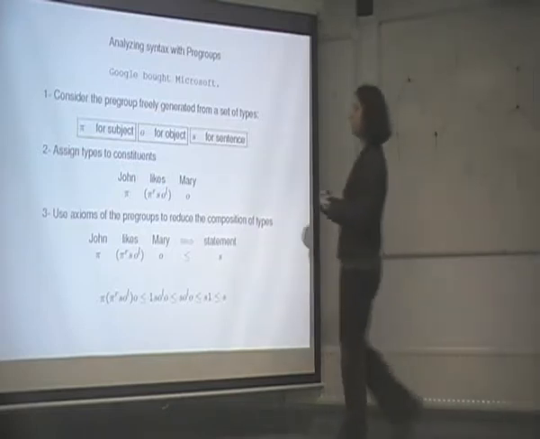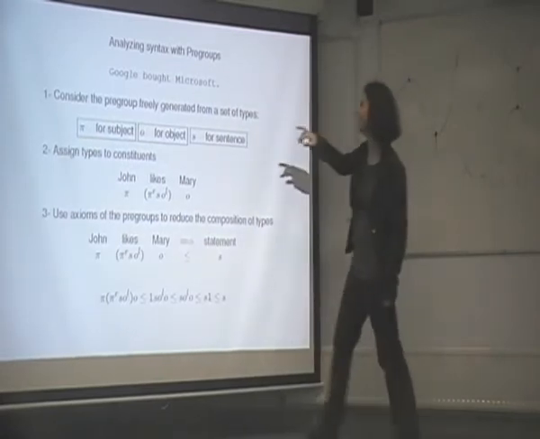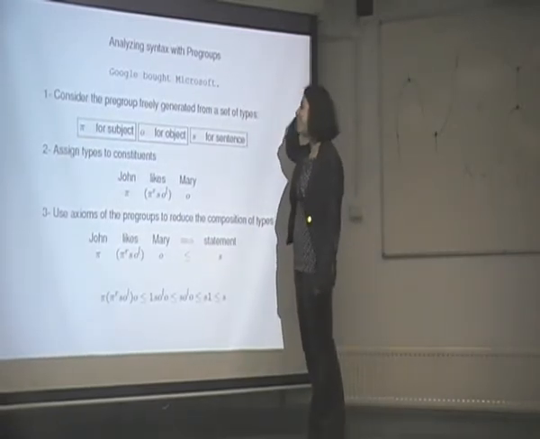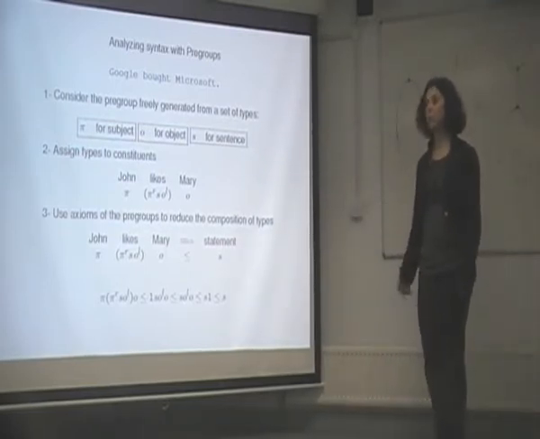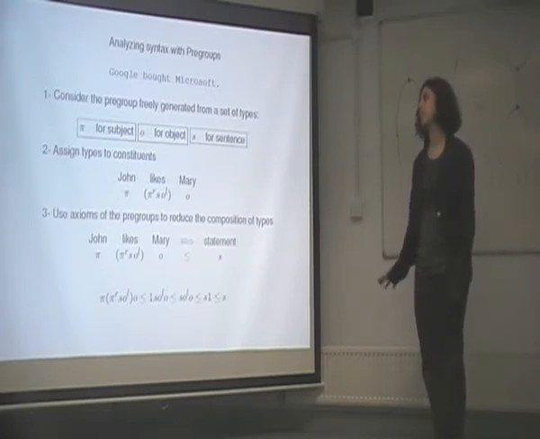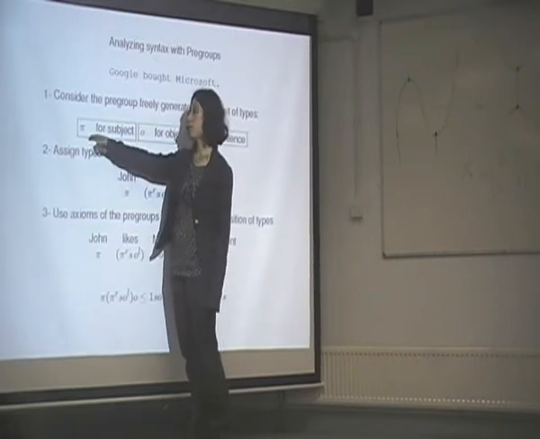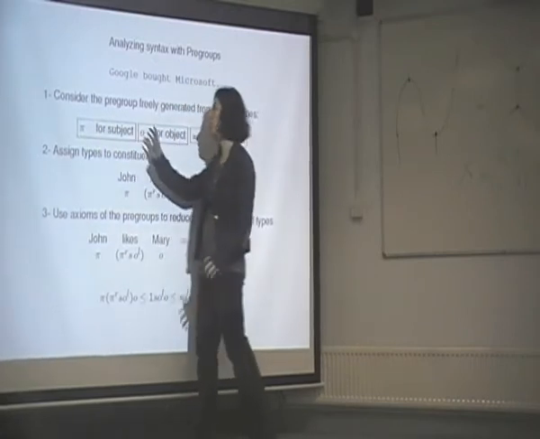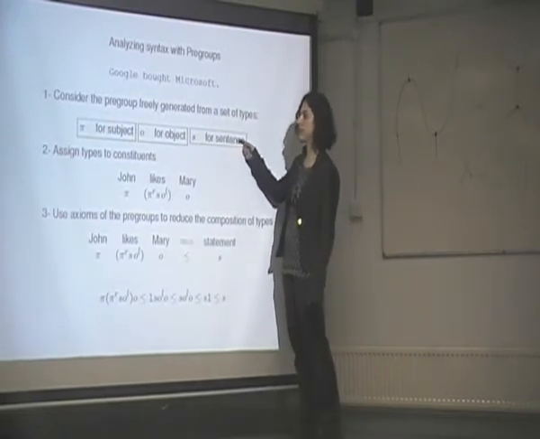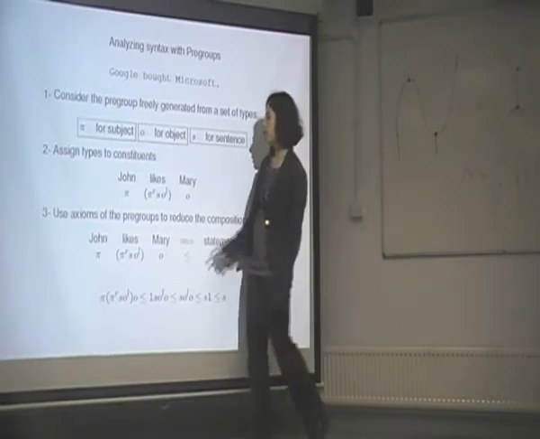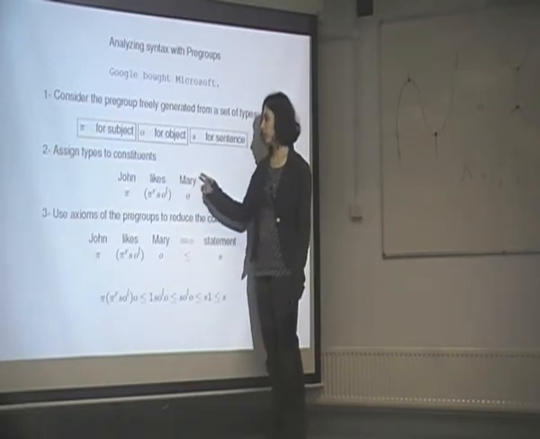For example, consider the sentence John likes Mary. So we work in the free pre-group generated from a basic set of types with some partial orders on them. For example, we fix a set of types. We put pi for subject, these are very rough, O for object and S for a declarative sentence. And now in the sentence John likes Mary, we assign pi to John, O to Mary. This is a subject, that's an object.